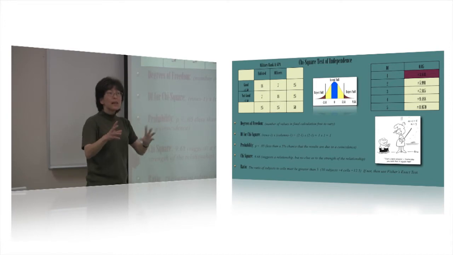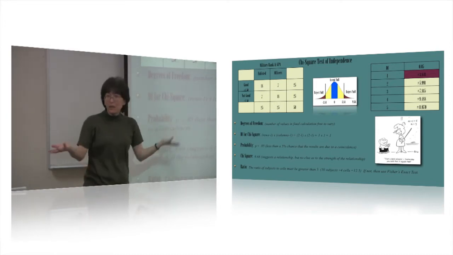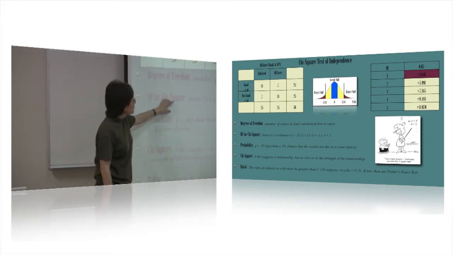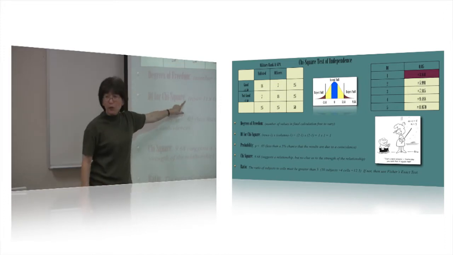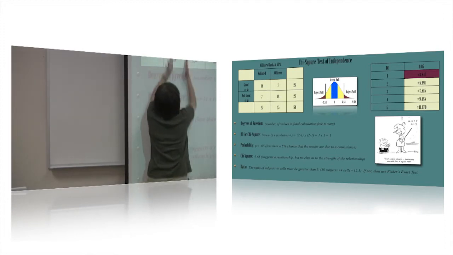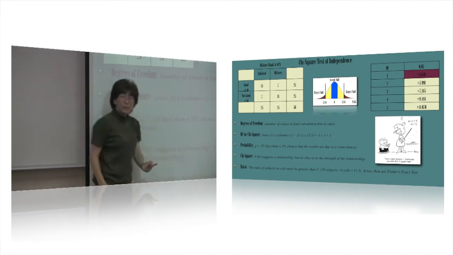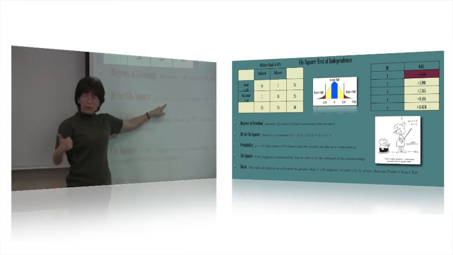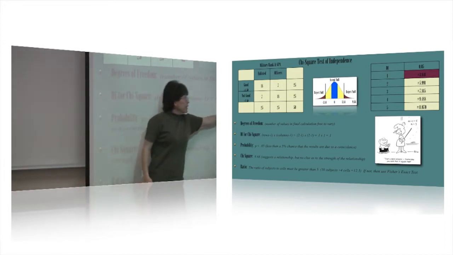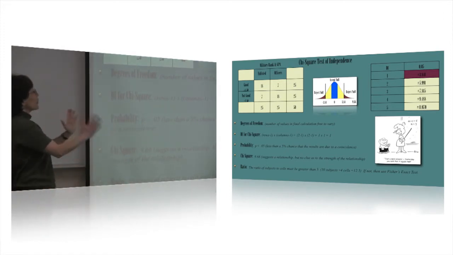For each type of analysis, you can figure out what your degrees of freedom are based upon their formula. So in this case, this is how you figure your degrees of freedom. I have two columns and two rows, right? So 2 minus 1 is 1, times 2 minus 1 is 1, so 1 times 1 is 1 degree of freedom. So I go to a chart.